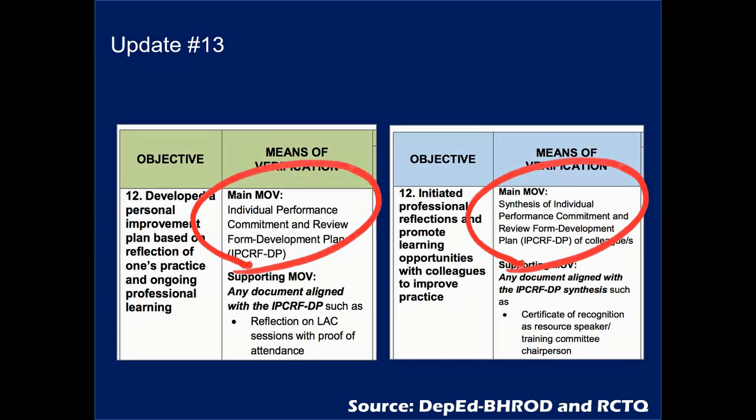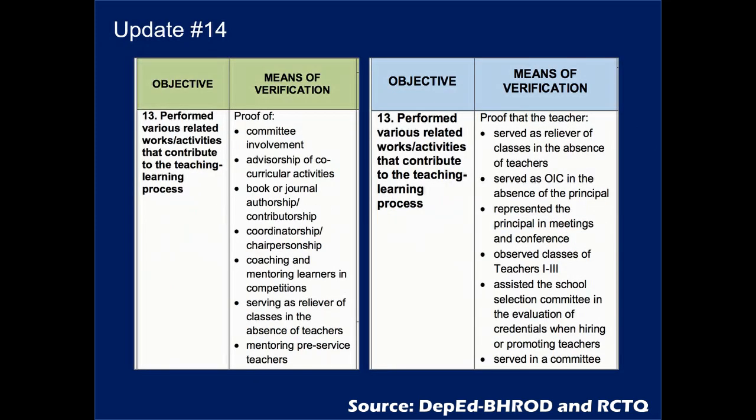Update number 14. For Objective number 13 or plus factor, the performance indicators for proficient and highly proficient teachers are the same, but they differ in some of the demands of the MOV. For example, a proficient teacher may submit evidence of mentoring pre-service teachers, while highly proficient teachers may submit evidence of observing classes of Teacher 1 to Teacher 3.